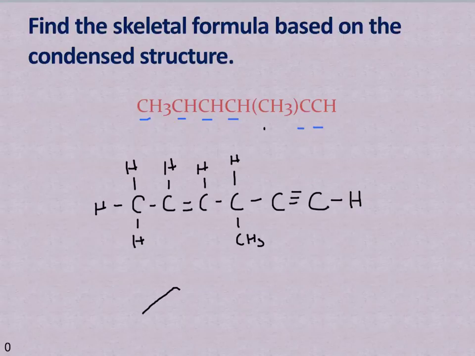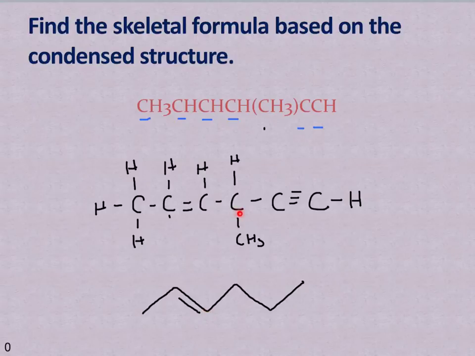So 1, 2, 3, 4, 5, 6. I know that between carbon 2 and carbon 3, I have a double bond. So I'm going to draw in my double bond there between carbon 2 and 3. I get to carbon 4, and I see that I have a methyl group attached.